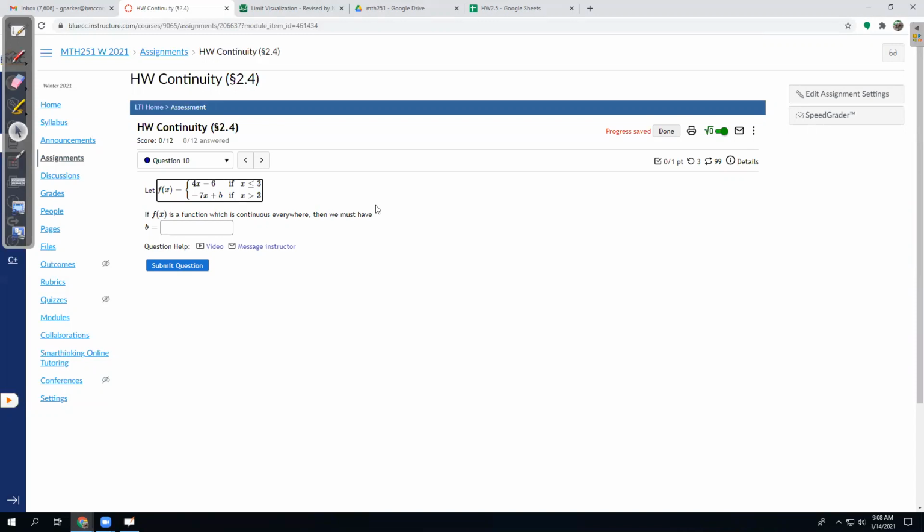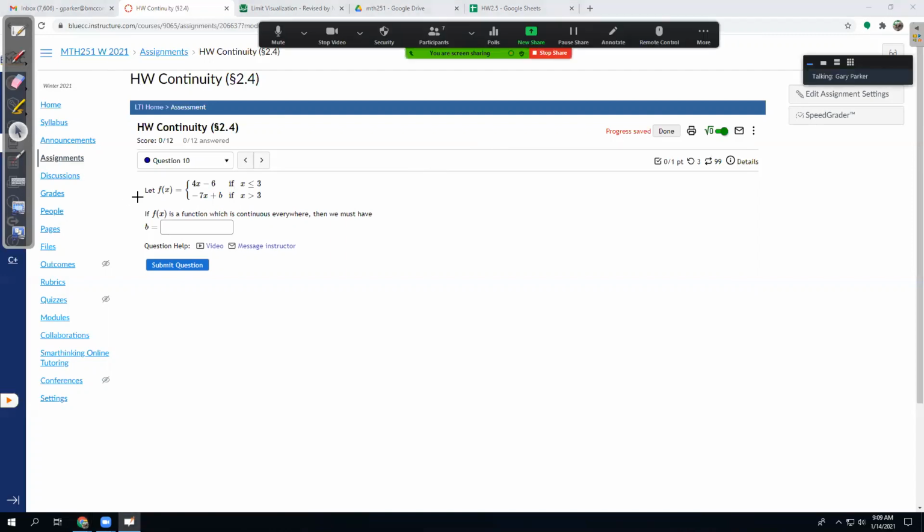So let me write this down on paper so I can switch to another screen. 4x minus 6 when x is less than or equal to 3, and then negative 7x plus who knows what otherwise. Okay. So actually, let's look at it on paper first.